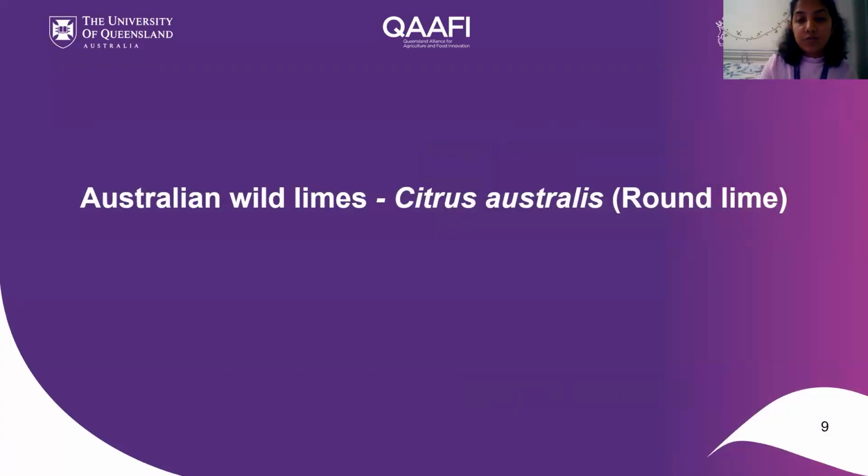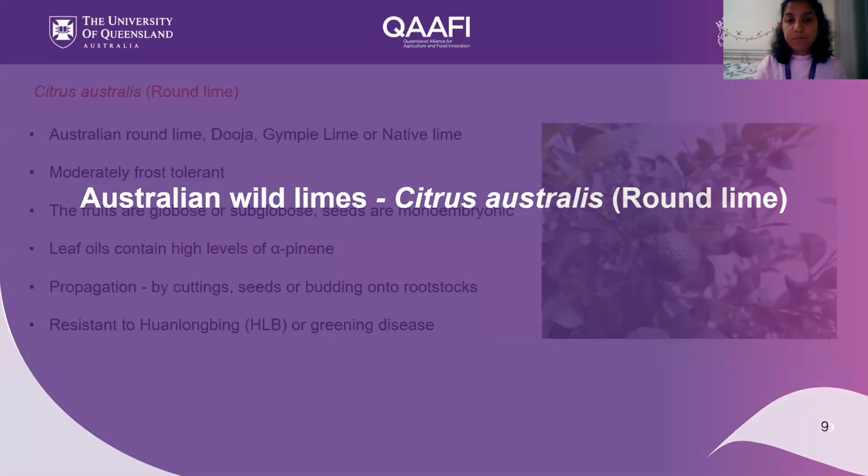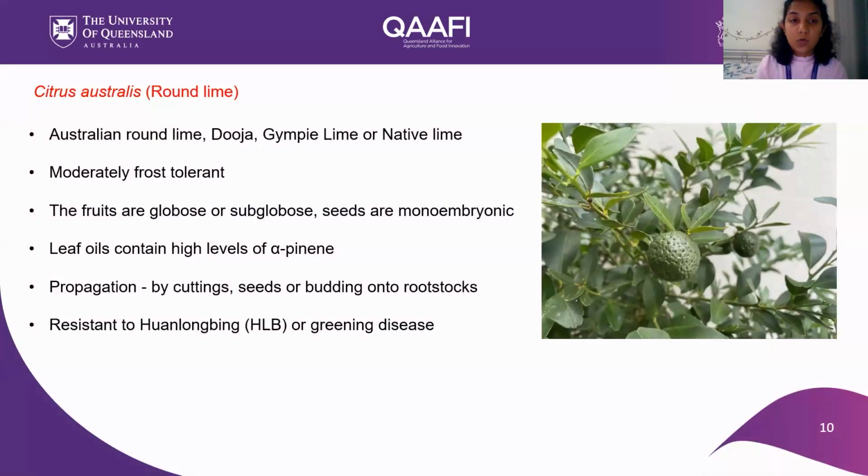So now let's move on to our first genome, Citrus australis. Citrus australis is a slow-growing, hardy plant, which is naturally found in southeast Queensland. It is commonly known as Australian round lime, dooja, gympie lime, or native lime. These trees are moderately frost-tolerant, and the fruits are globose or subglobose. The seeds of these trees are monoembryonic. So this species is recognized as a resistant species to Huanglongbing disease or citrus greening disease, which is one of the most severe diseases causing severe economic losses to the citrus industry around the world.